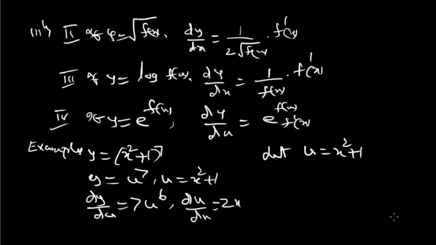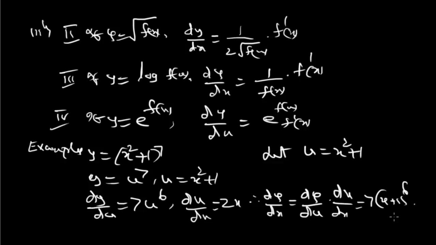What we want is dy by dx. Therefore, dy by dx is equal to dy by du into du by dx, which is 7 into u power 6, where u is x squared plus 1, so x squared plus 1 power 6, into du by dx, which is 2x. So this can be written as 14x into x squared plus 1 whole power 6.